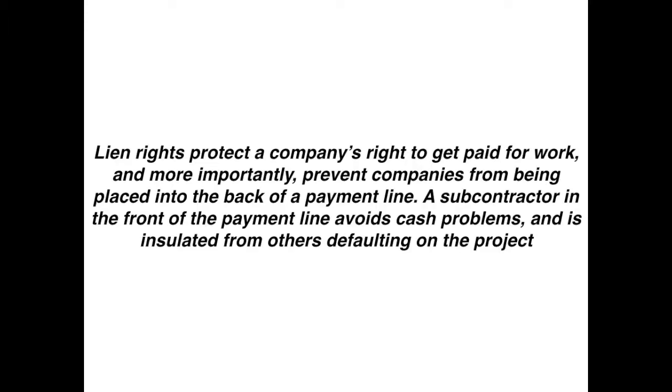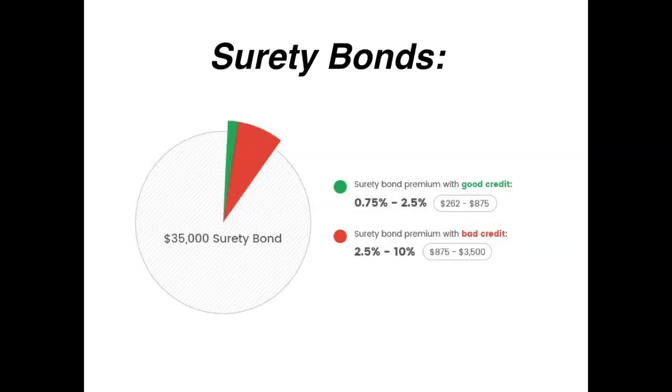Lien rights protect a company's right to get paid for work, and more importantly, prevent companies from being placed into the back of the payment line. A subcontractor in the front of the payment line avoids cash problems and is insulated from others defaulting on the project as well. So this is why you need to have lien rights. So let's look at surety bonds. Surety bonds is another one of my favorites.